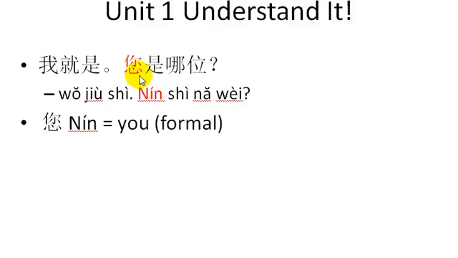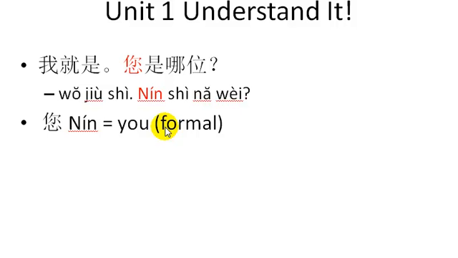Nin, very simply, is just a formal version of you. That's all. It's like ni, and you'll notice if you just take away this radical at the bottom here, you actually have the character for ni, and you add this radical on the bottom here, and you come up with nin, and it's just the formal way of saying you. It's showing respect. And it's normally used for between people who have just met.